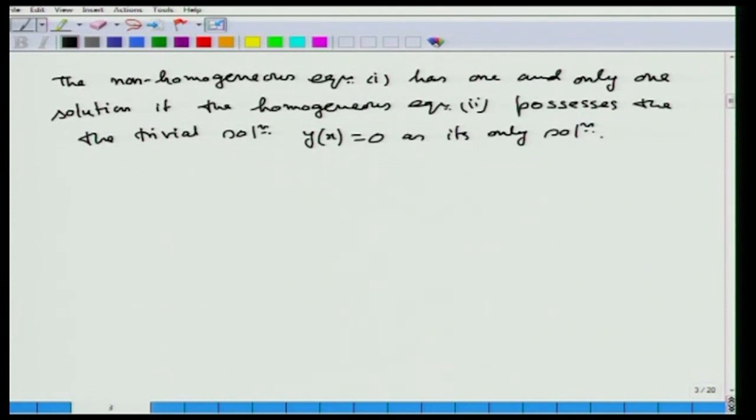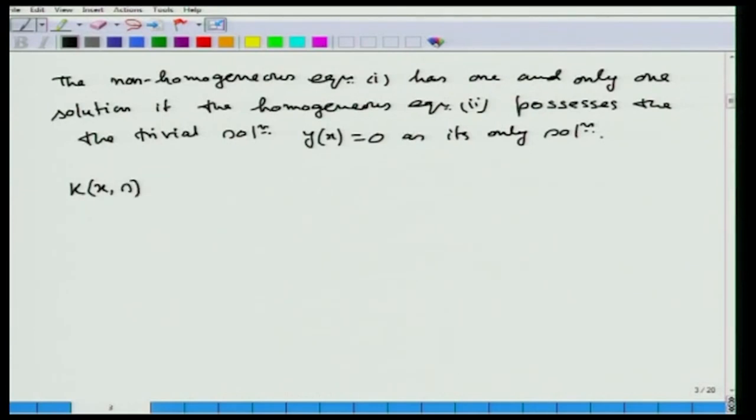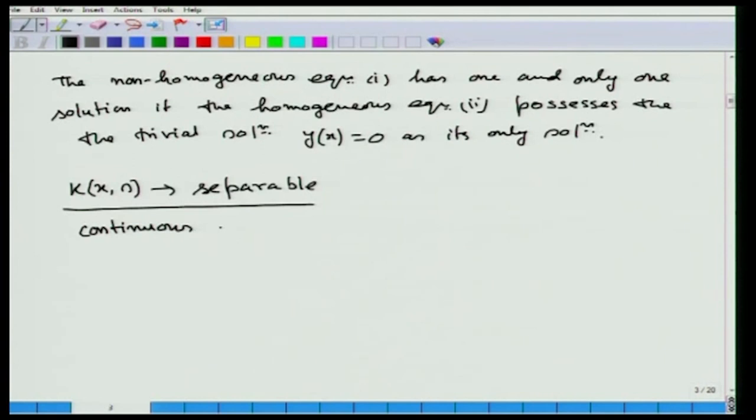And now, we can state the sufficient condition for the existence of a unique solution for the non-homogeneous Fredholm integral equation of the second kind. First of all, we are assuming that k(x,s) is separable, continuous and bounded in the square [a,b] cross [a,b].